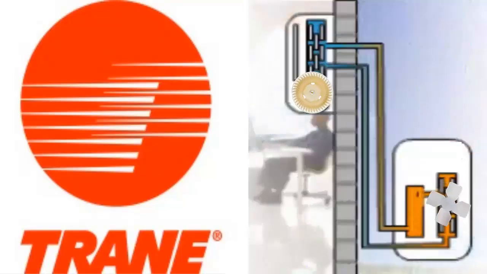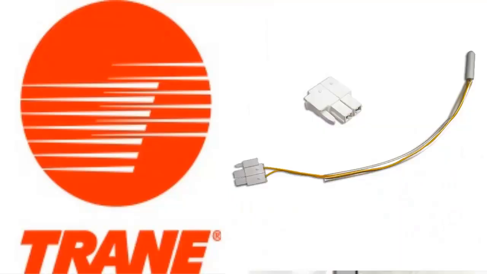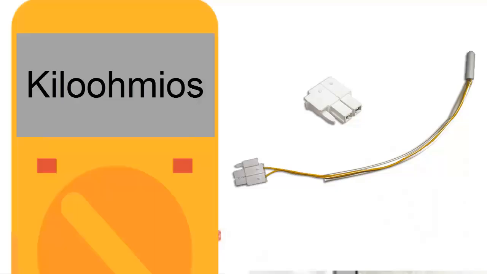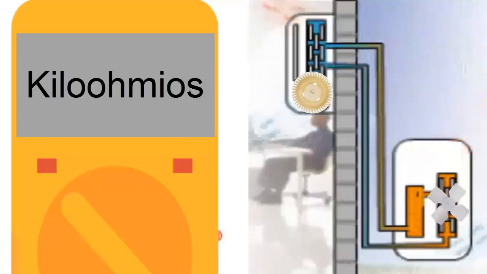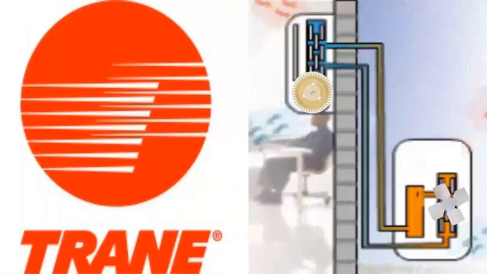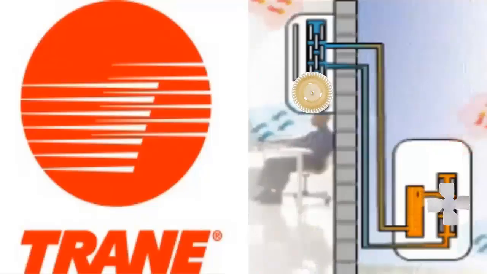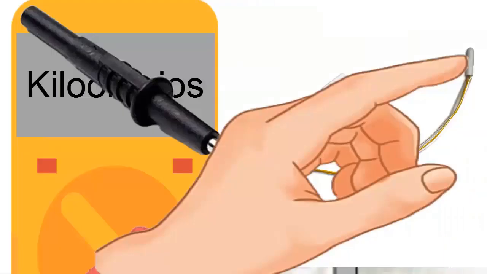D. Use a multimeter to check the electrical resistance of the sensor. Disconnect the sensor and, with the multimeter set to the kiloohm scale, measure its resistance. E. If you have the resistance and temperature table for the sensor, compare the measured value with the values in the table. If you don't have it, measure the resistance. While rubbing the sensor with your hand, the resistance should decrease.